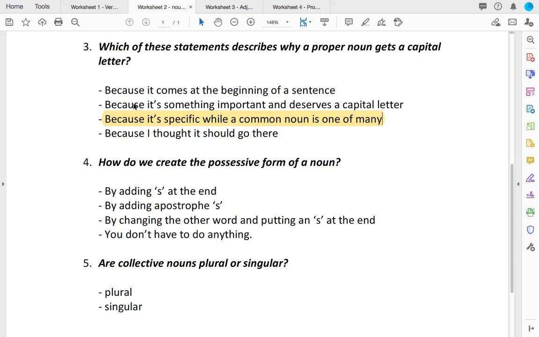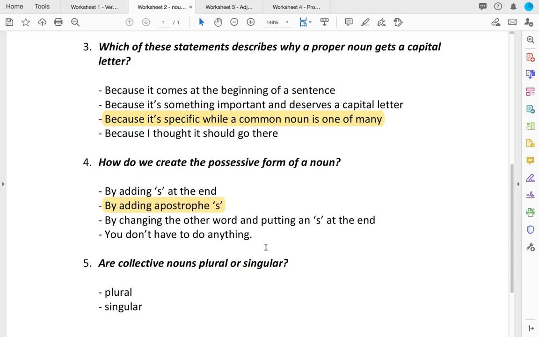Question 4. How do we create the possessive form of a noun? By adding S at the end, by adding apostrophe S, by changing the other word and putting an S at the end. You don't have to do anything. Again, remember our example from video number 2. Dan bike is really fast, or Dan's bike is really fast. We have to add an apostrophe S to indicate possession.